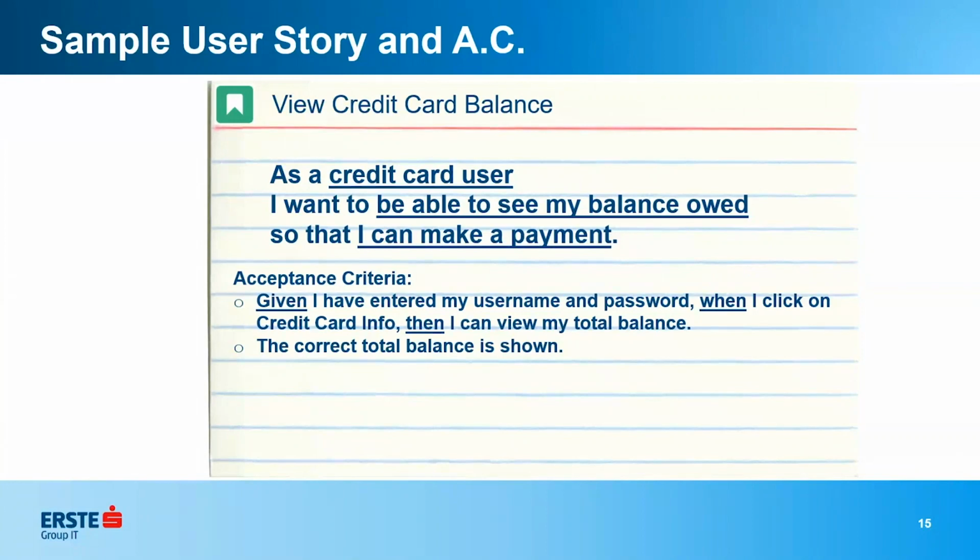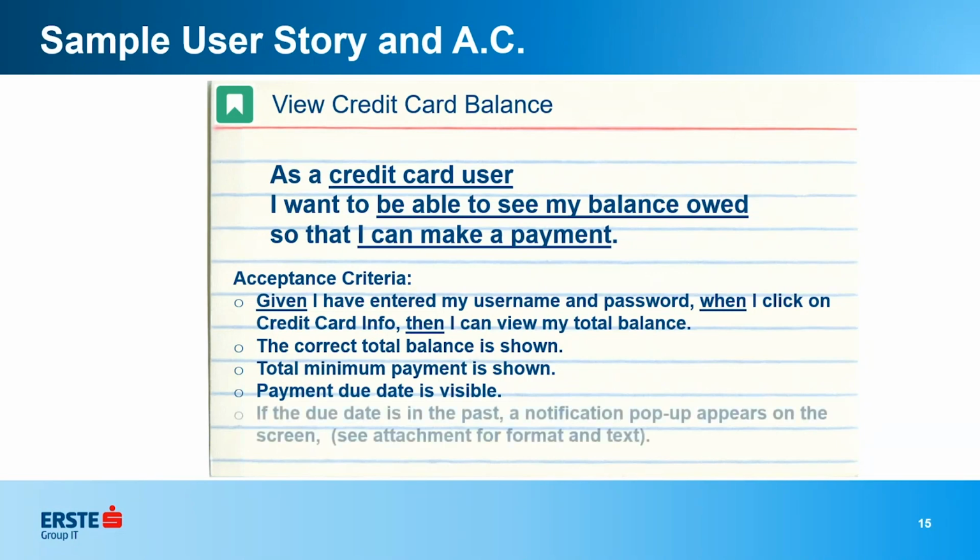And the correct balance is shown. So when I enter my username and password, I click on that, I can view my balance, and it's the correct balance. And the total minimum payment is shown. So if you owe $5,000 or 5,000 euros on your credit card, but you only need to make a payment of $100 or 100 euros, then the minimum payment is shown. And the payment due date is visible, so you can see when you have to make the payment. So that all totally makes sense.